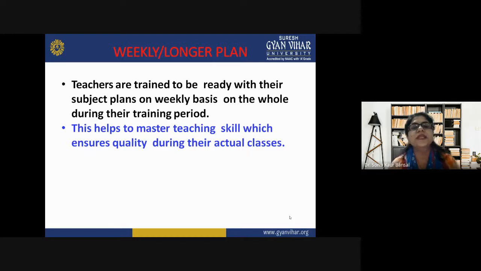Now it's about weekly or longer lesson plans. So let's understand about them. Teachers are trained to be ready with their subject plan on a weekly basis on the whole during their training period. So this helps to master teaching skills, which ensures quality during their actual classes.